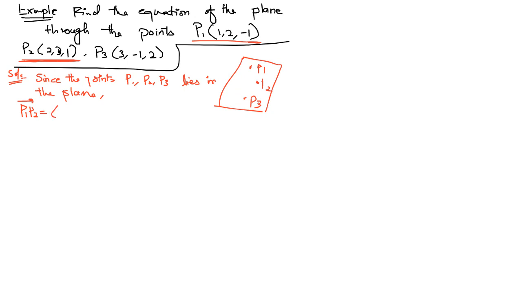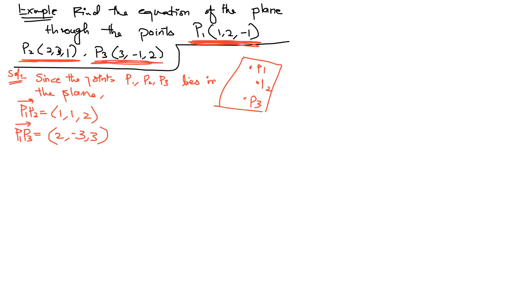From this point and this point, 2 minus 1 is equal to 1, 3 minus 2 is equal to 1, 1 minus -1 will give you 2. Similarly, you can find the vector P1P3. Anybody can tell me what is P1P3 from this one and this one? 3 minus 1 equals 2, -1 minus 2 is -3, and 2 minus -1 will give me 3. So this is the second vector.